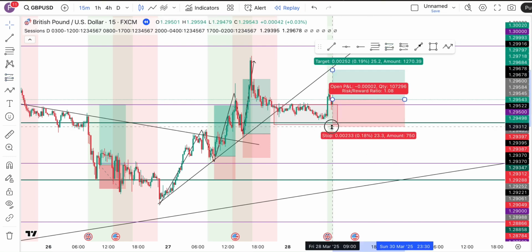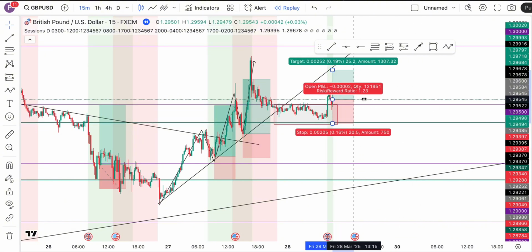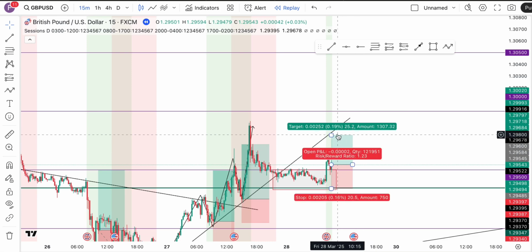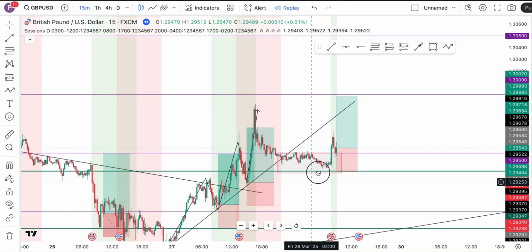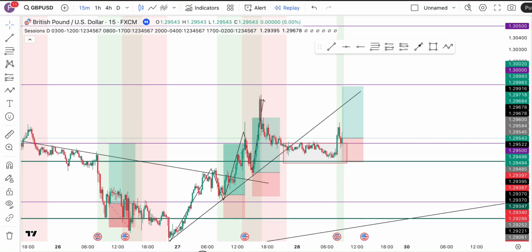My stop loss will be 20 pips as usual, remember? So I'll be looking to buy here. Then I'll target this point here. So let's wait and see what price does.